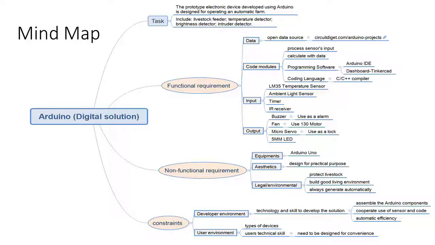This mind map contains three criteria: functional requirement, non-functional requirement, and constraints. Functional requirements provide what the program needs to do to successfully solve the given problem. The non-functional requirements are about what components will need to be considered and what may influence the development of a digital solution. Constraints tell the possible limitations of the task.